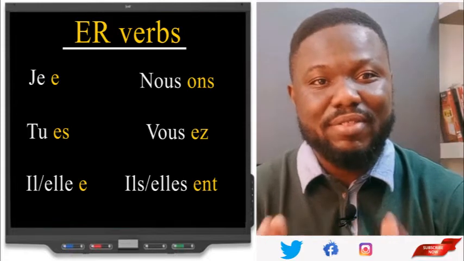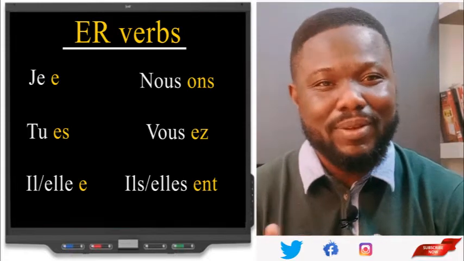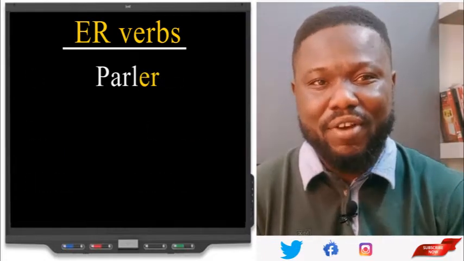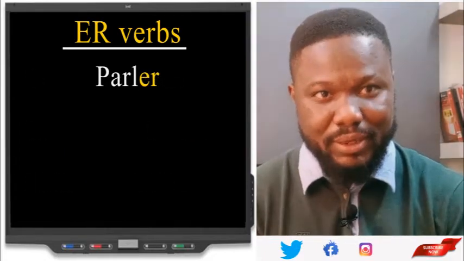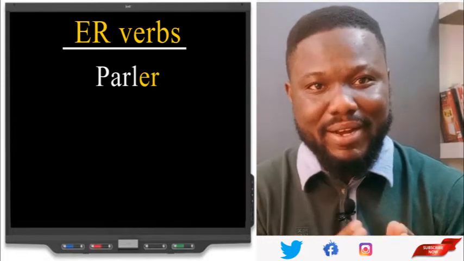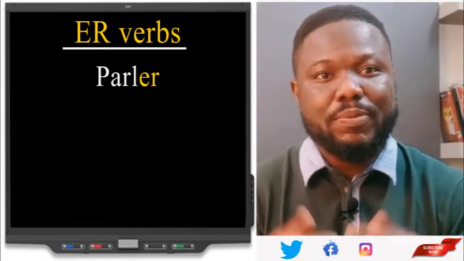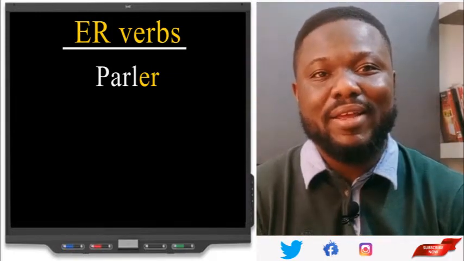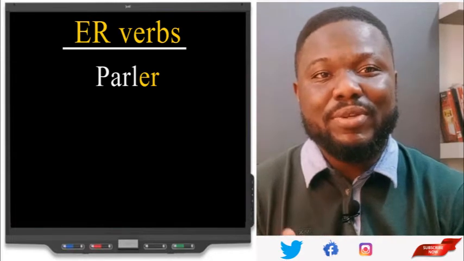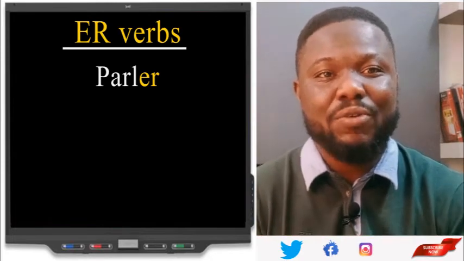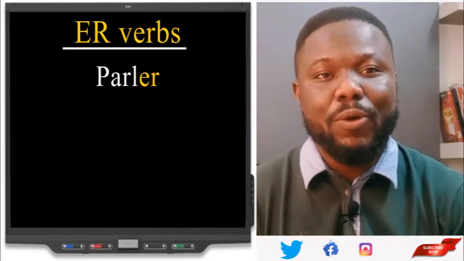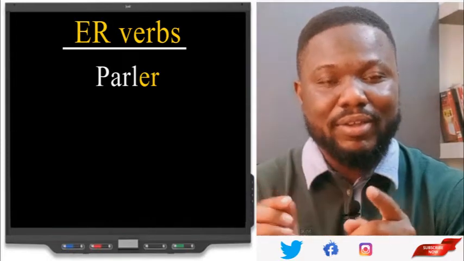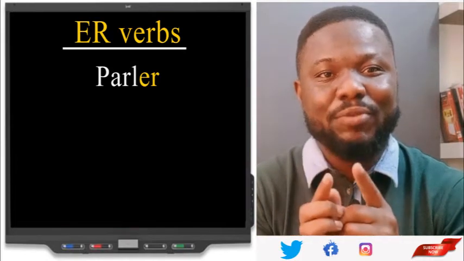Well, that was the theoretical part. Now, let's see it in a practical way. So here is a verb, a common one that everybody knows: parler, which means to speak. So here is how we conjugate parler in le présent de l'indicatif. When we say conjugate parler in present tense, this is how you do it. Parler, P-A-R-L-E-R. So you can see parler does end with ER.